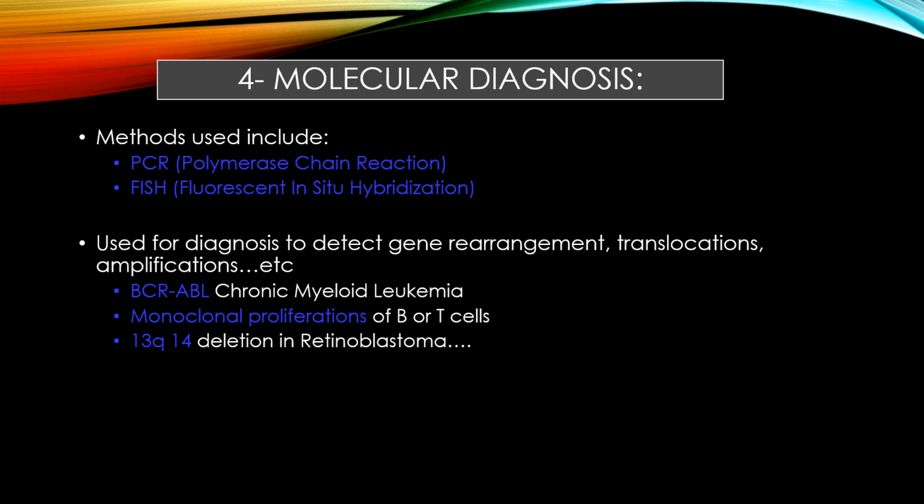Now, what is the main function? It is to detect genetic aberrations that are usually seen or specific in certain types of tumors. Like we have the translocation in CML or chronic myeloid leukemia that combines BCR and ABL, translocation 9;22. So with those we can detect by molecular techniques.